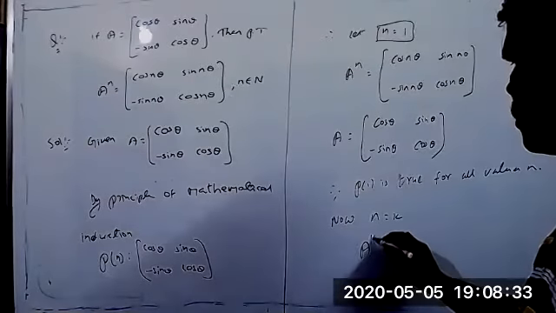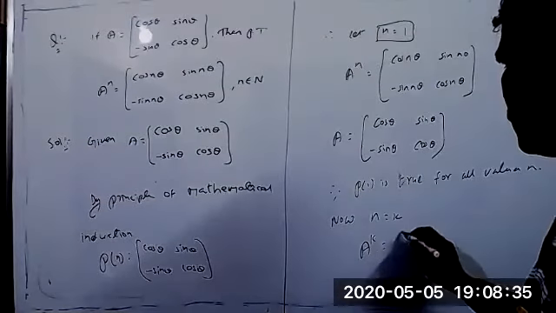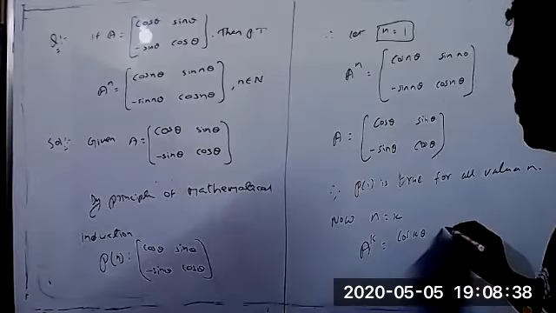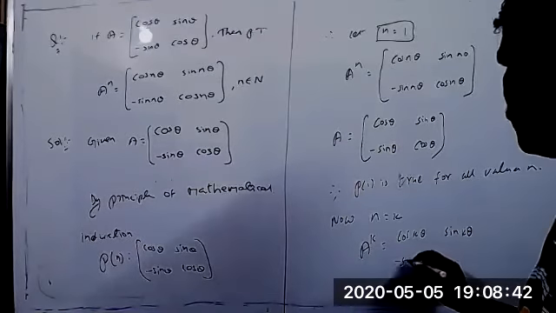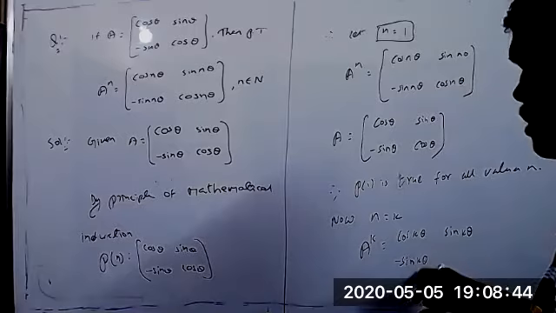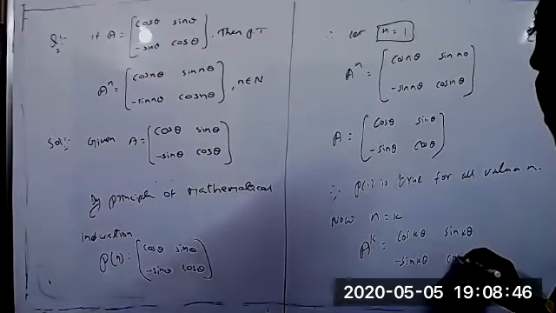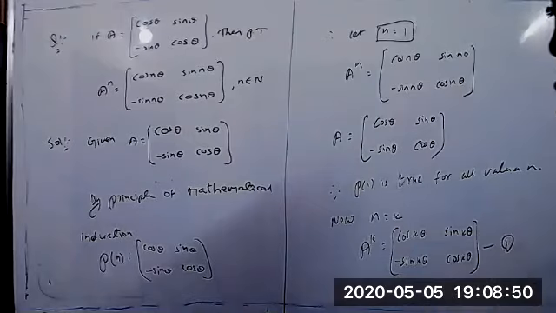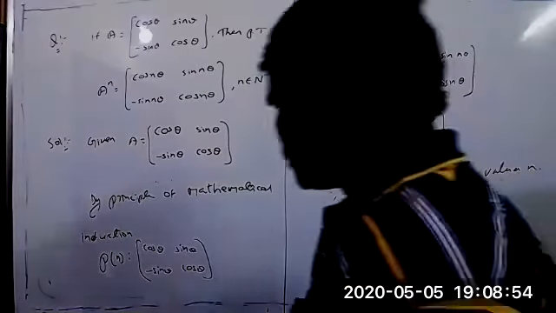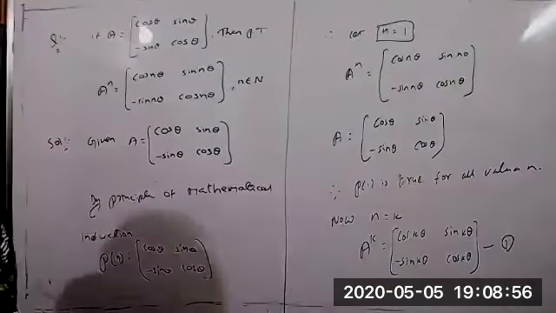This one you can write now. So A power k equals cos k theta, sin k theta, minus sin k theta, cos k theta. Already we learned this last year. This we take as the first equation. Now come to the third condition.